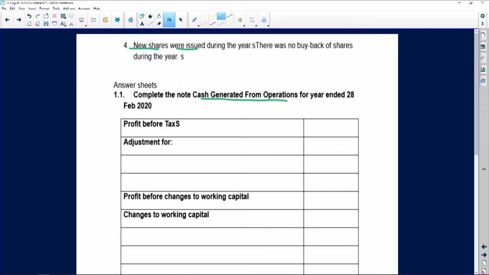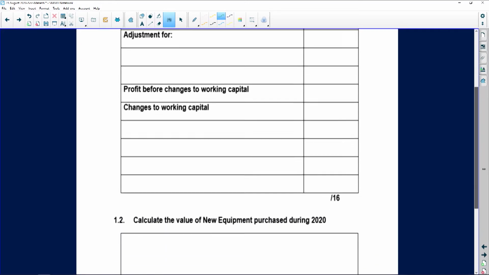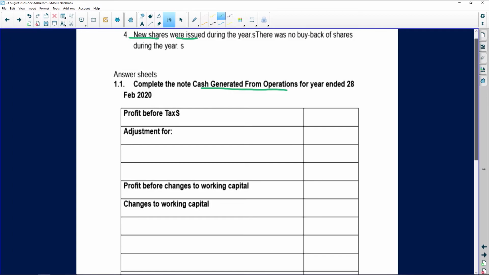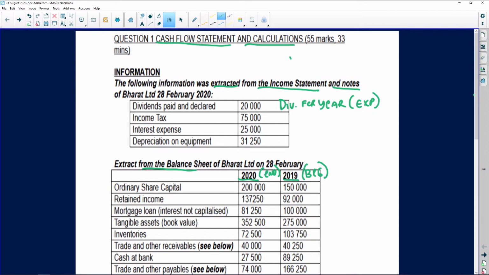We're obviously beginning with the note cash generated from operations. I just want to scroll down because there was another question, but obviously we'll come back to that. So let's now begin with the note, complete the note cash generated from operations for the year ended 28th of Feb 2020. Right, so we're going to start off with profit before tax. And immediately I obviously need to go to my income statement. But if I look at my income statement, as I can see, they're obviously not giving me profit before tax, nor are they giving me my profit after tax, and I haven't even come across the taxation rate. So immediately, how am I going to calculate my profit before tax?